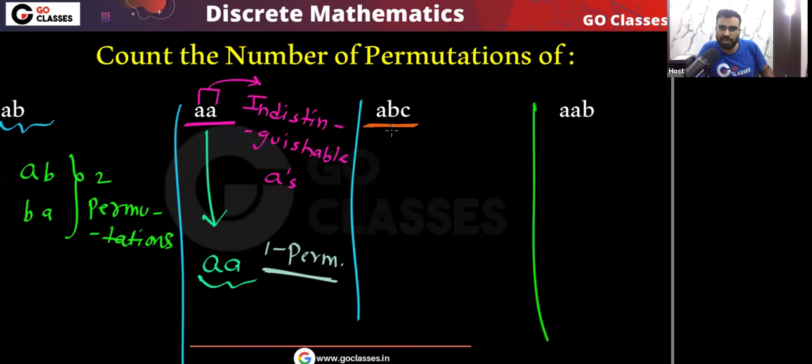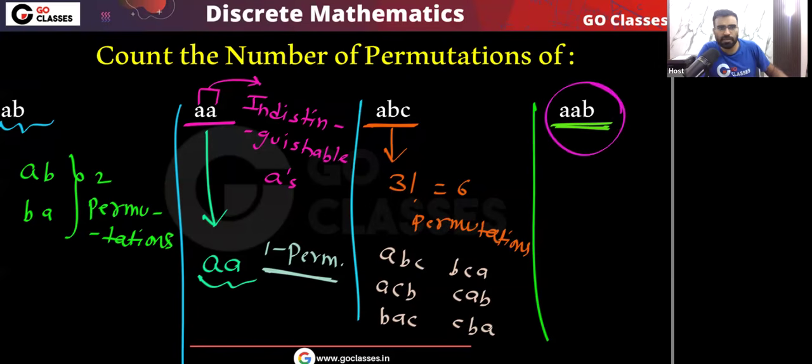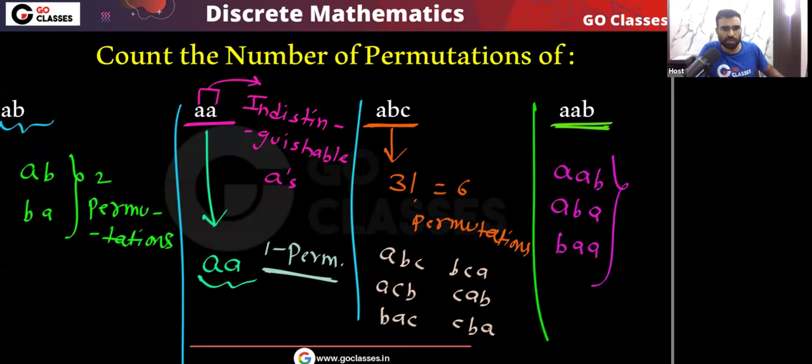For example, if you have ABC, then how many permutations will be there? There will be total 3 factorial, 3 factorial means 6 permutations will be there. Correct? These are the 6 permutations. You can create ABC, ACB, BAC, BCA, CAB, CBA. So there are total 3 factorial means 6 permutations. Now here you notice there are repeated elements. We have AAB, repeated elements. So tell me how many permutations will be there here? Here you can easily see we have this permutation AAB or ABA or BAA. Only 3 permutations are there. Do you agree with me?